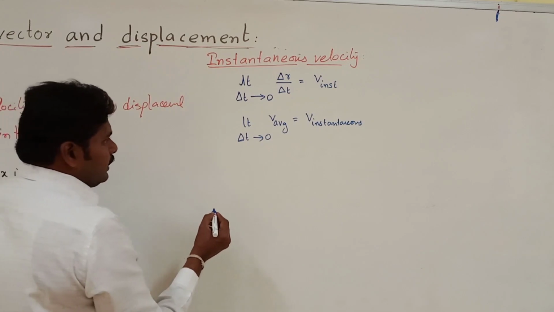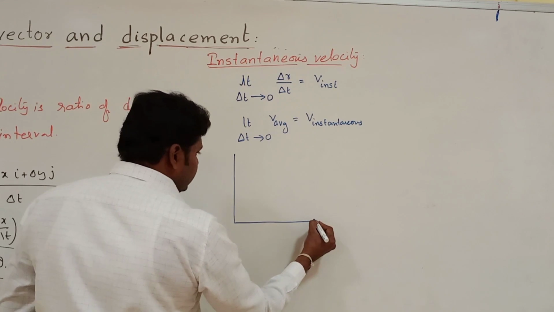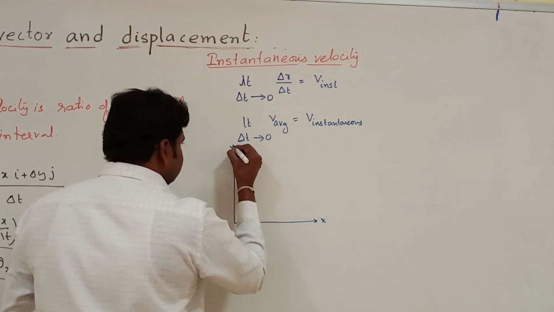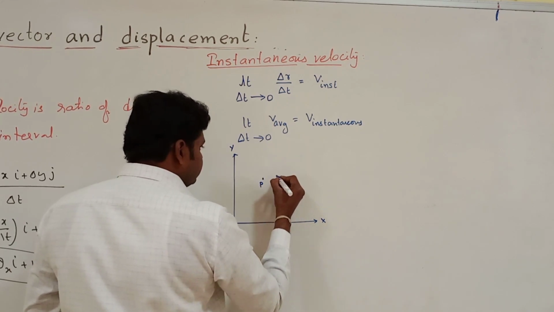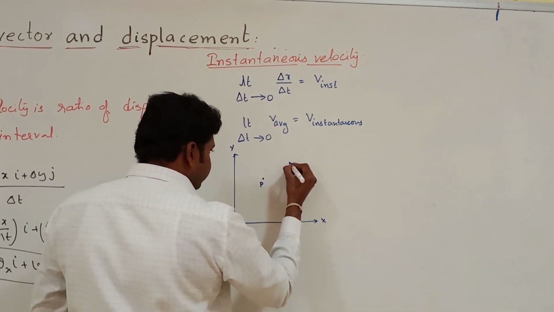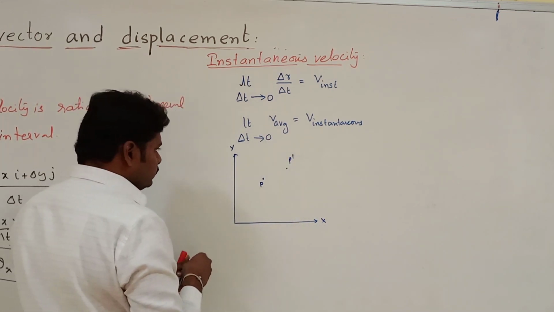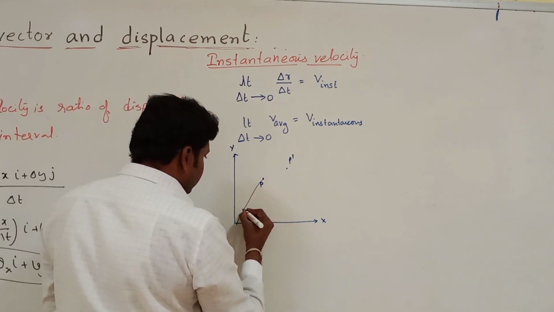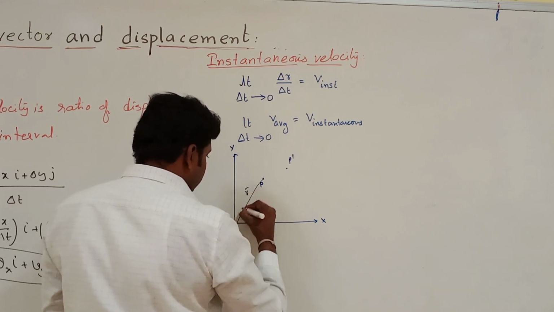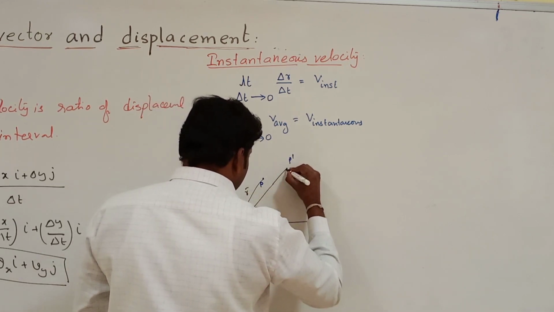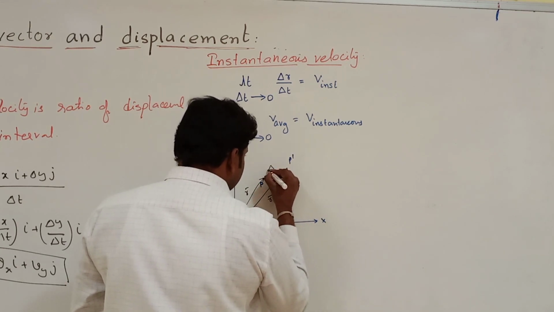One by one we will analyze it. The first one: the x-axis, y-axis, the point P1 is there. This is P dash. This is called vector R. This is called vector R dash. This is called delta R.